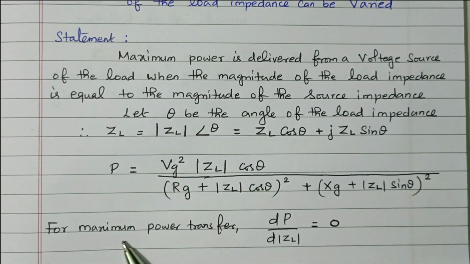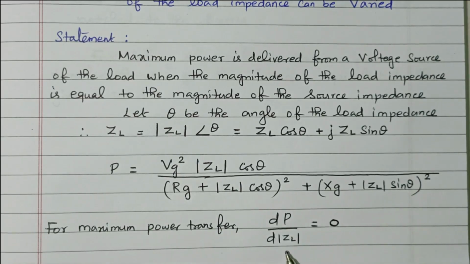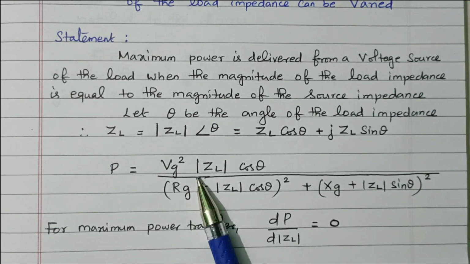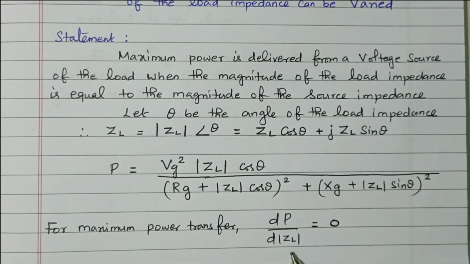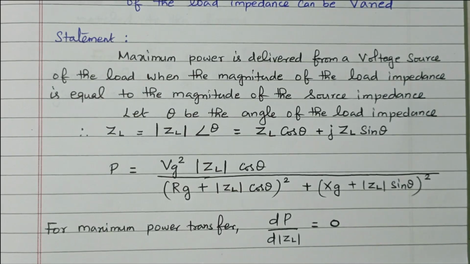For maximum power transfer, dP divided by d|ZL| equals 0, right? In order to get the condition for maximum power, this equation is differentiated with respect to |ZL|, because |ZL| is a variable, the load impedance. So that is set equal to 0. By equating to 0, we are able to get the condition for maximum power transfer. Now we'll see the condition.